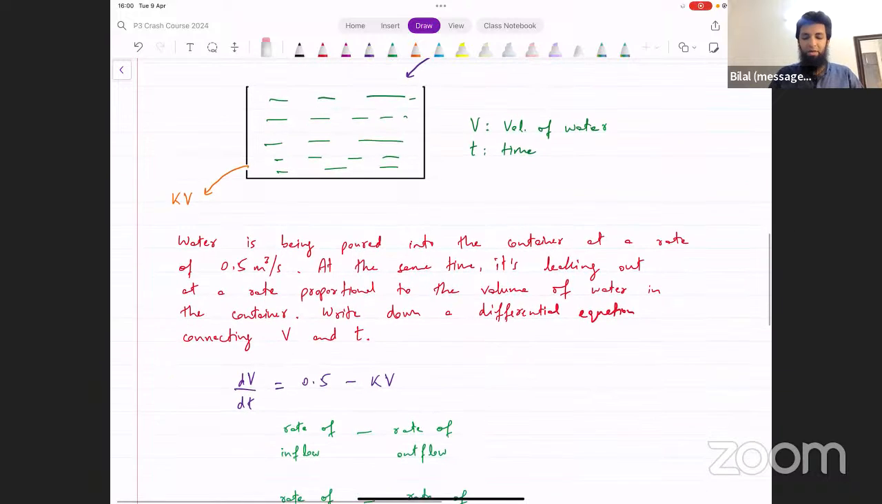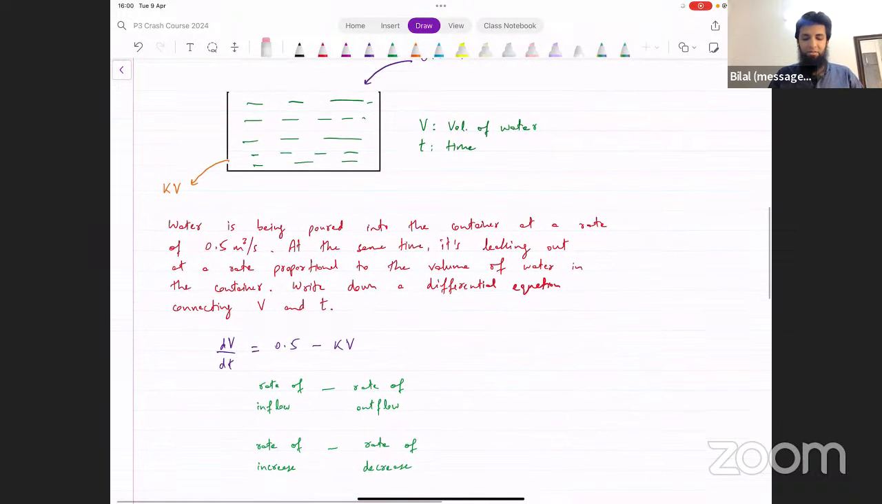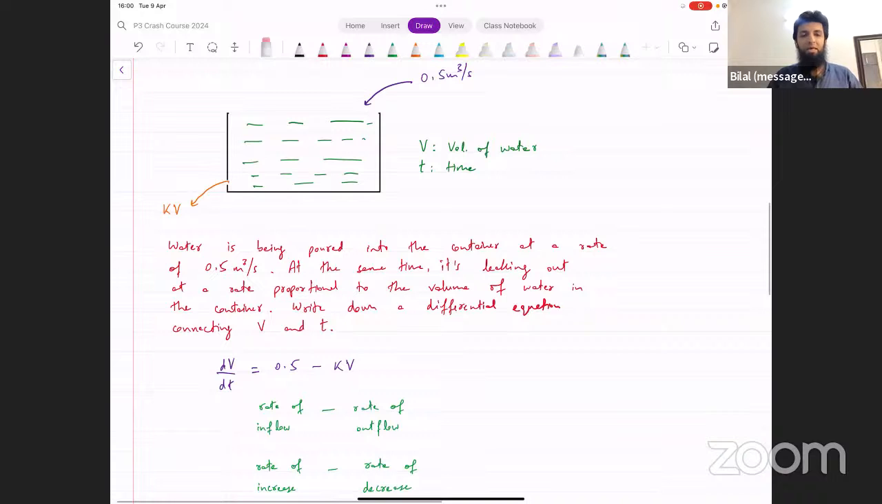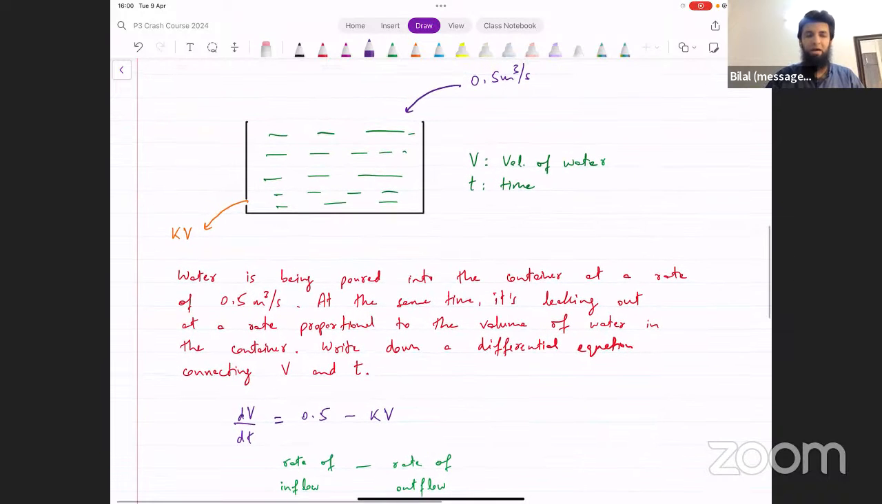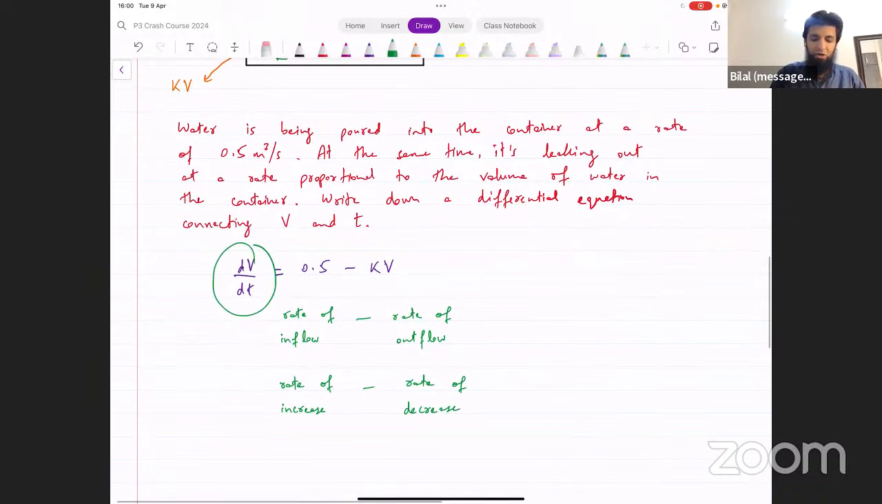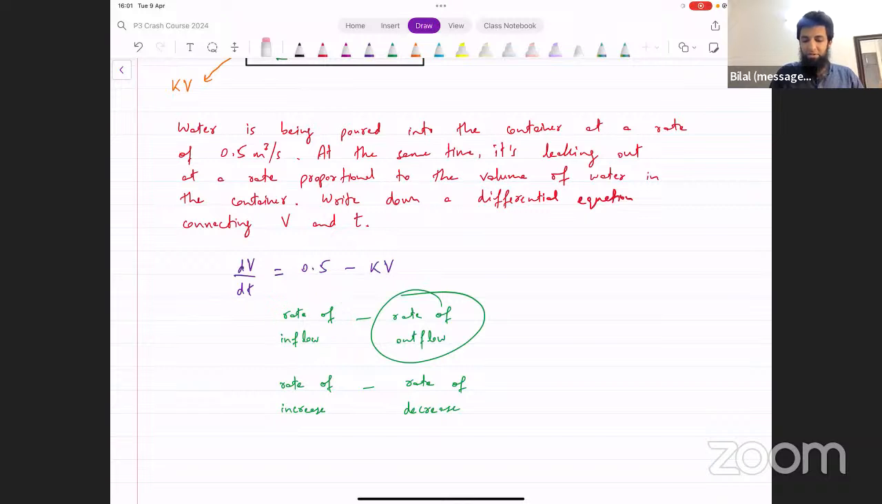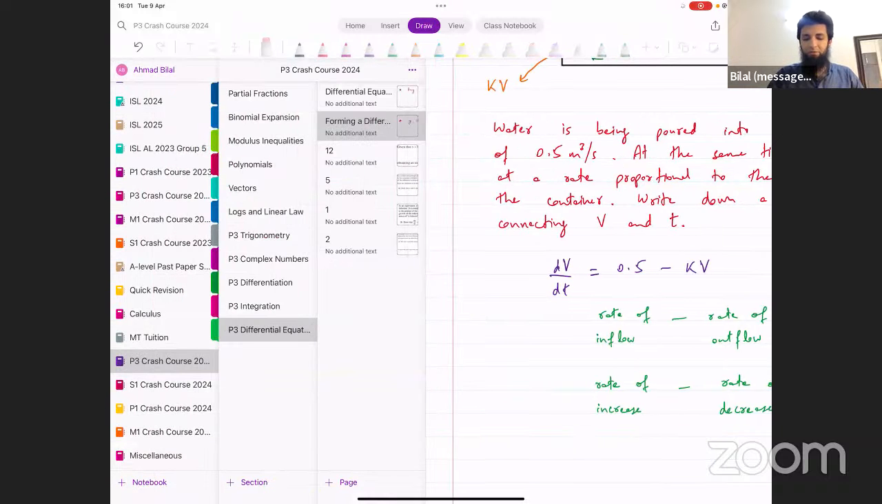And then we talked about what happens if you have something increasing and decreasing at the same time. So we talked about this example where we had water pouring into a container. We had rate of inflow and we had rate of outflow. The overall rate of change, dV over dt, we said that would be rate of inflow minus the rate of outflow, right? We did some examples in this as well on how to form differential equations.